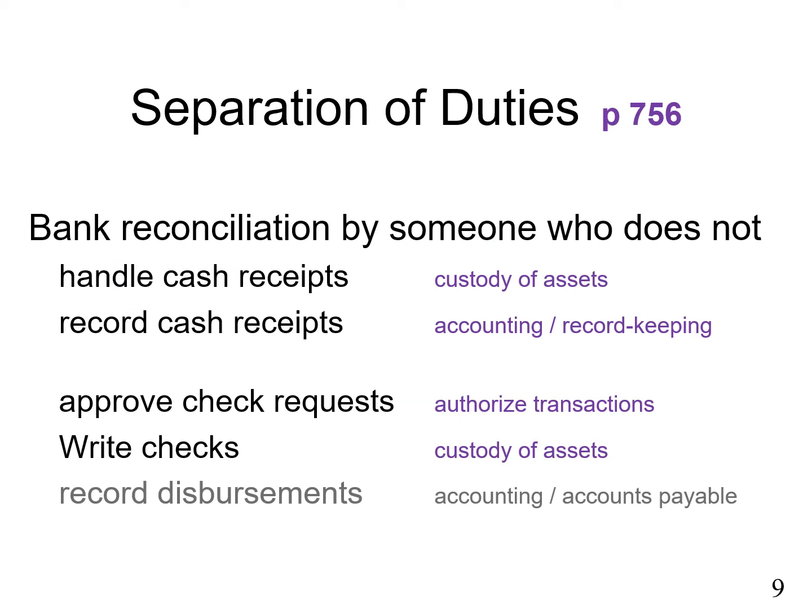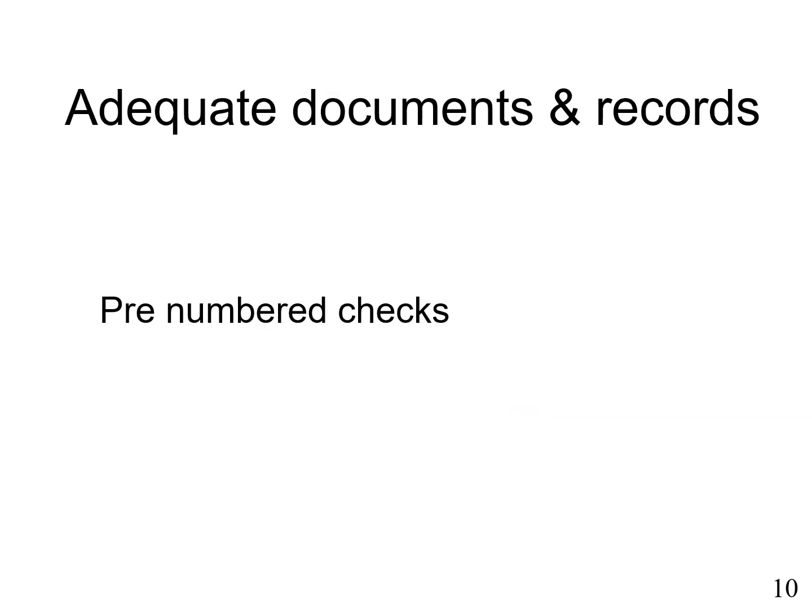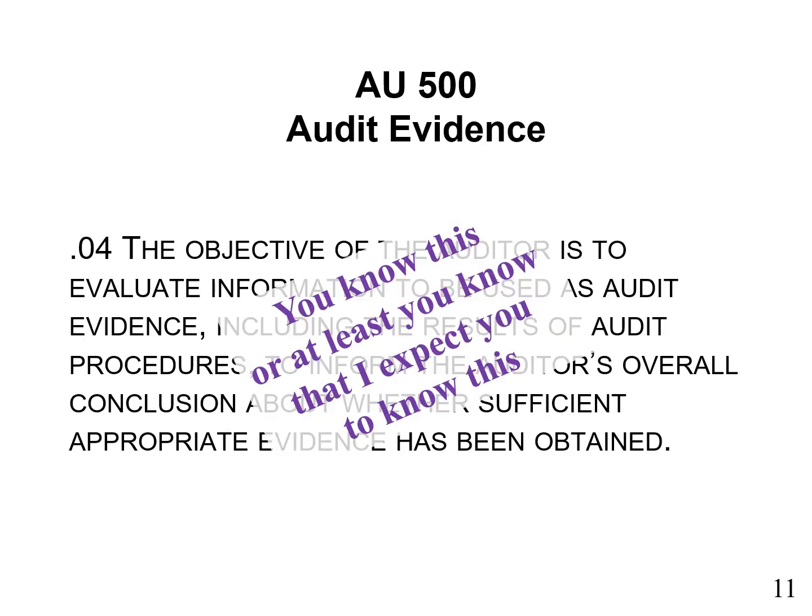If we look at cash, we need to make sure the bank reconciliation is done by somebody who does not handle cash receipts, does not record cash receipts, does not approve check requests, write checks, or record cash disbursements. We talked about pre-numbered documents earlier and what a powerful control they are. By now, I hope you know that I expect you to know 500 inside and out.